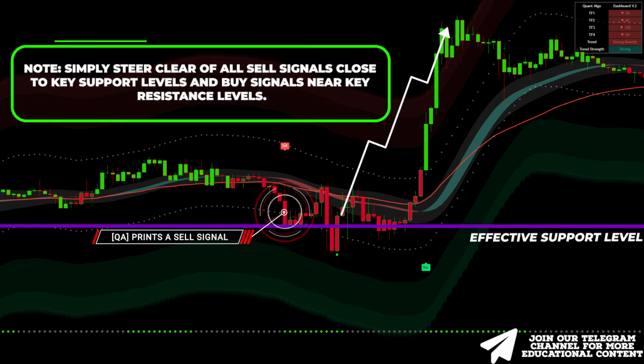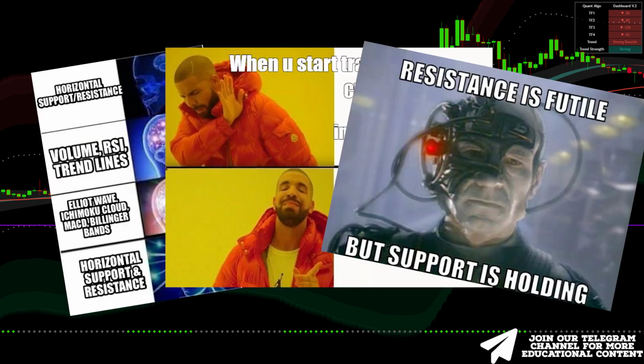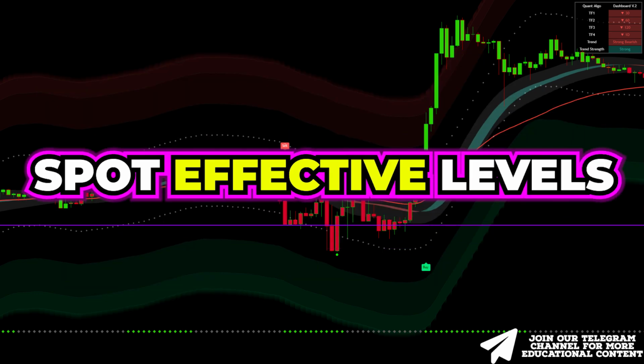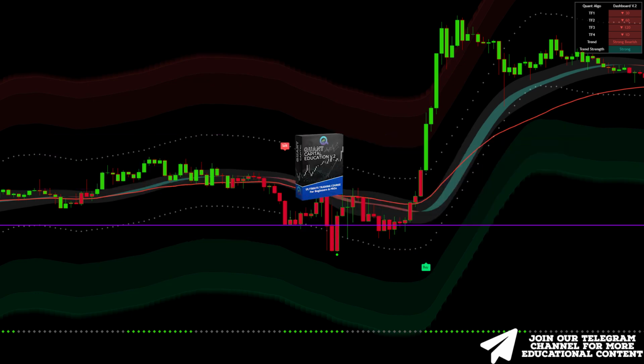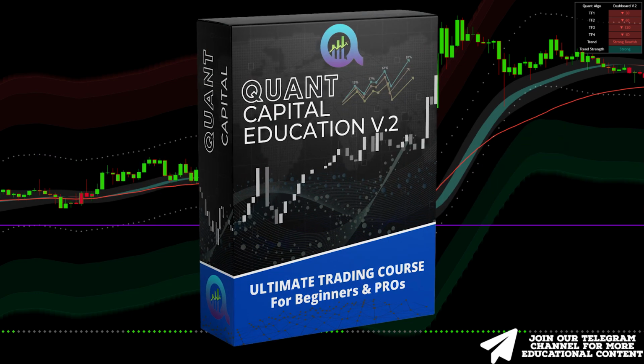This rule is straightforward: simply steer clear of all sell signals close to key support levels and buy signals near key resistance levels. There are tons of YouTube videos showing how to spot support and resistance levels, but if you want to learn how to spot effective levels like those shown on the chart, Quant Education is for you. You will be able to spot those levels starting tomorrow.